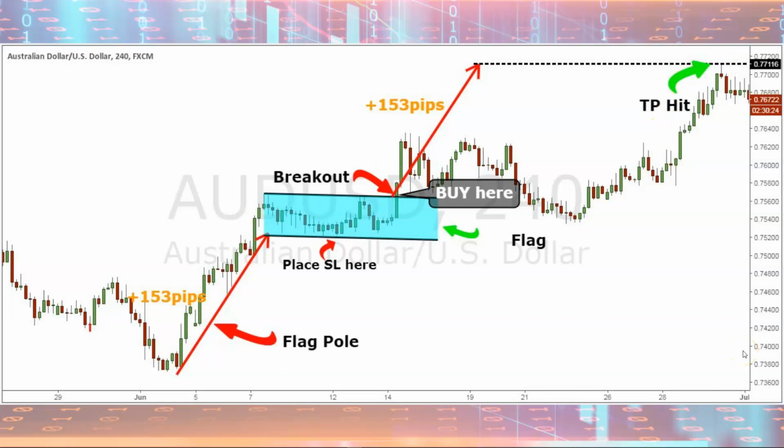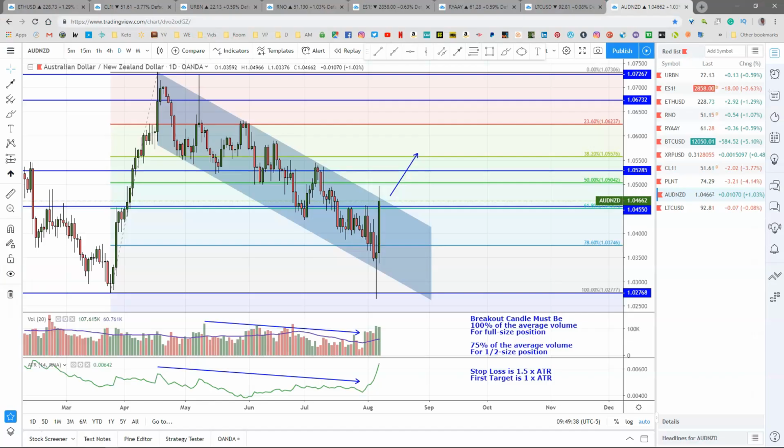Now, I promised to tell you about my own personal spin on these setups. And so I'm going to do that on this chart right here. I'm not sure if I've shared this setup in a video yet, so you might be able to think of this as another bonus trade setup. This is a daily chart of the Australian dollar New Zealand dollar pair. You can see this has a nice uptrend into it right here, and then it pulls back into a downtrend in a parallel channel.